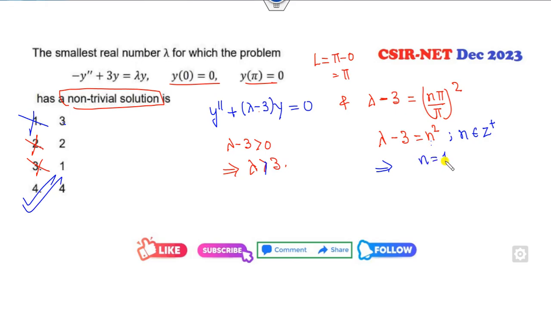If I choose n as 1, then lambda will be 4, which is the right answer. Can I say the option is 5, is it possible? No, because there is no value of n so that the answer is 5. Fine.